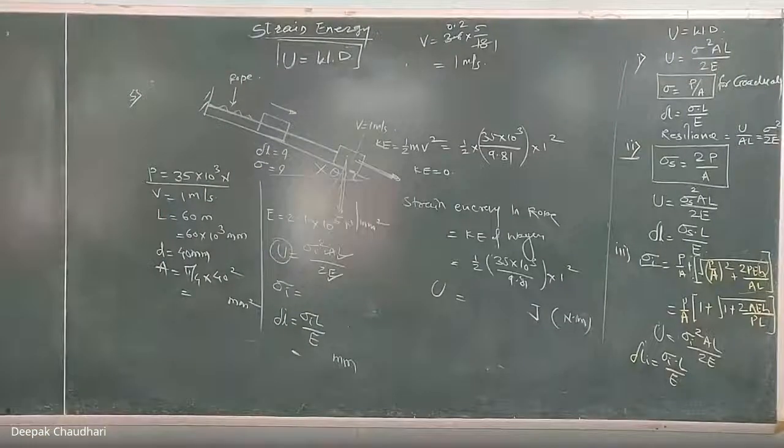So in this sum, the strain energy stored in the rope is equal to the kinetic energy of the wagon. This is the basic concept. Everything else is the same. Any doubt? Any doubt?